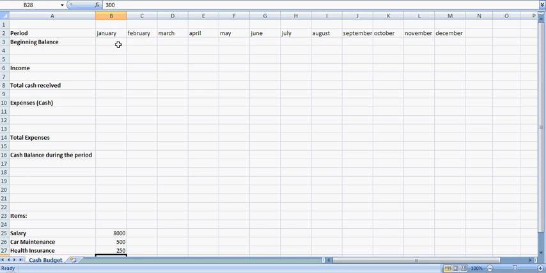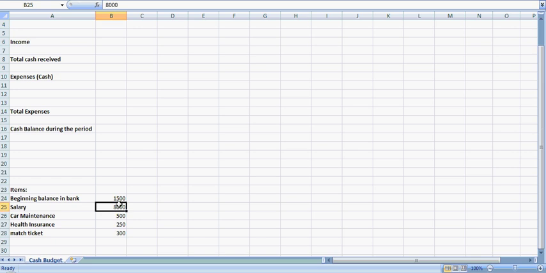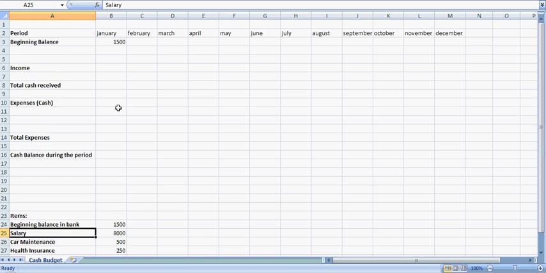The first step we should begin with, let's assume that we have a beginning balance in bank of 1,500. By looking over here, we can start by entering here 1,500. Now, we should try to locate each item in the place where it's supposed to be. Let's start by salary. Salary is considered as an income, therefore we should enter here 8,000.